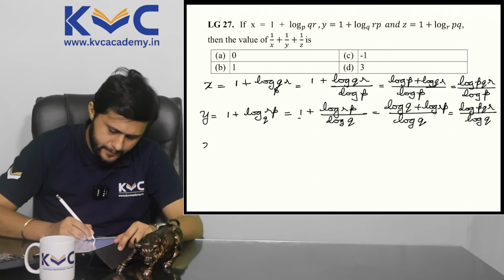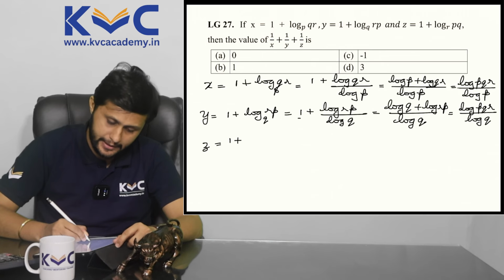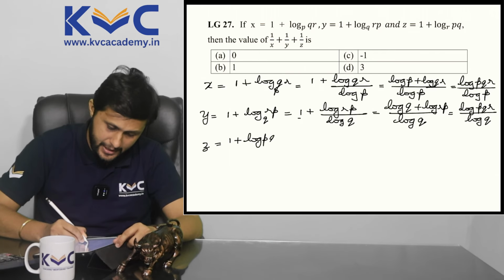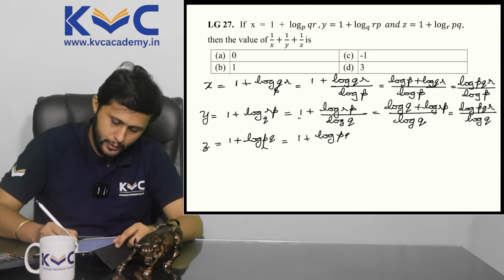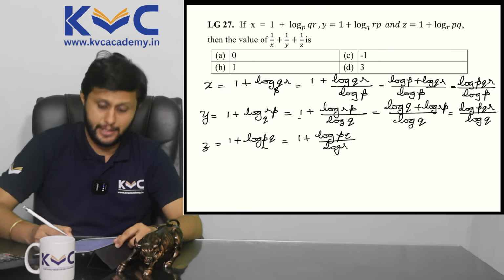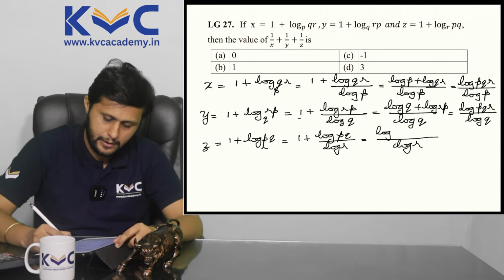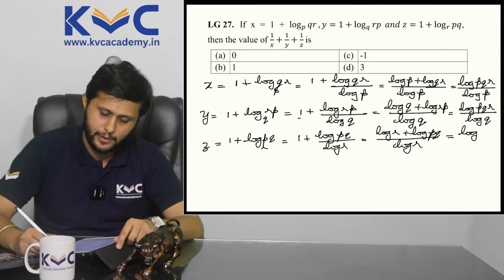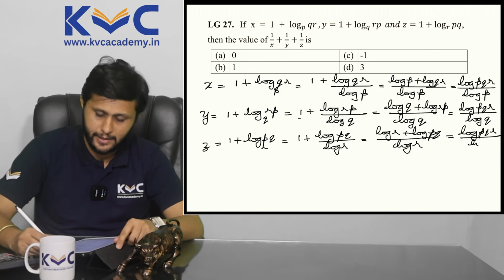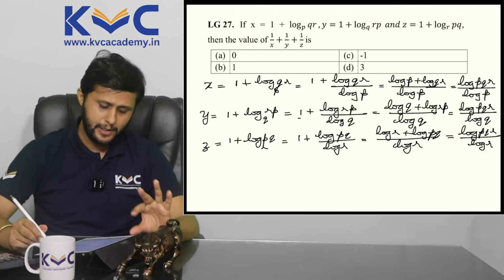Now we need the value of Z. You must have guessed the value by now, looking at how the solution is going. Anyways, I will still write 1 plus log PQ to the base R equal to 1 plus log PQ divided by log R, that is change of base. Next LCM, log R cross multiply, log R plus log PQ equal to, now log M plus log N, same to same with this, log PQR, but this time denominator is log R. This much is done. So we have X value, we have Y value, we have Z value.